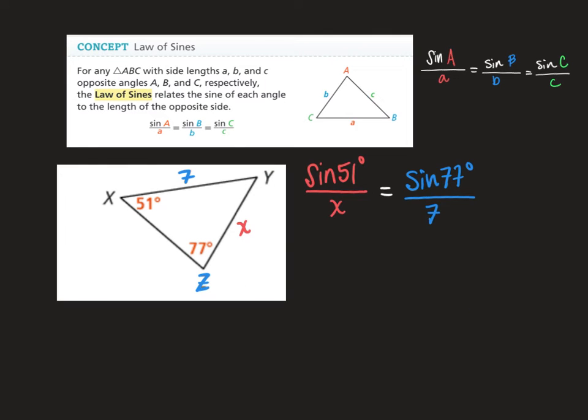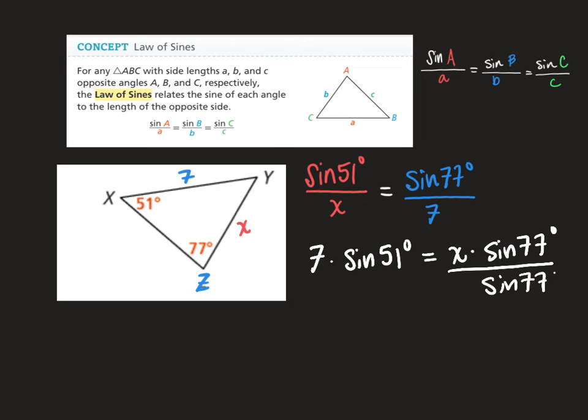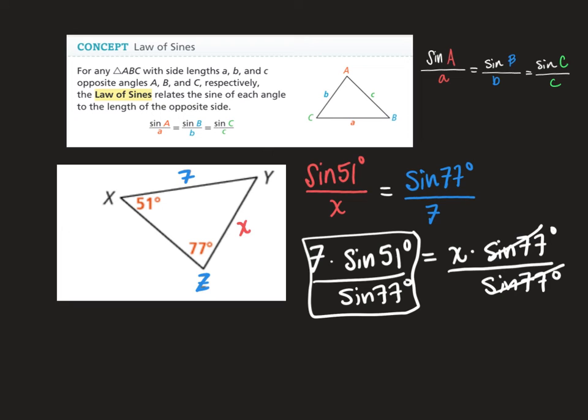So we're going to cross multiply and get that 7 times the sine of 51 degrees is equal to X times the sine of 77 degrees. Then I need to get X by itself, so I need to divide by the sine of 77 degrees on both sides. These cancel, so this over here is what I'm going to put into the calculator. So let me do that on Desmos, and I'll snip it and put it right in here for you.